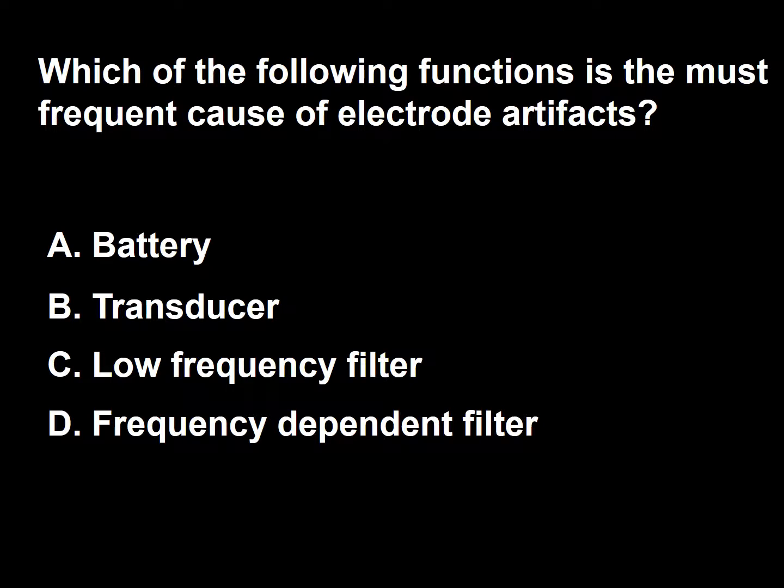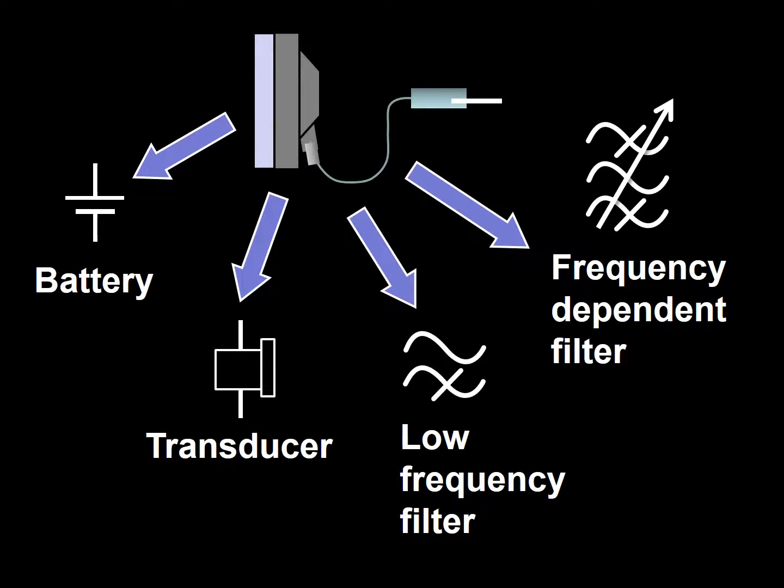Next question. Which of the following functions is the most frequent cause of electrode artifacts? A, battery, B, transducer, C, low frequency filter, D, frequency dependent filter. Of the four electrode functions that we have spoken about, the battery function is the most critical in the production of electrode artifacts.